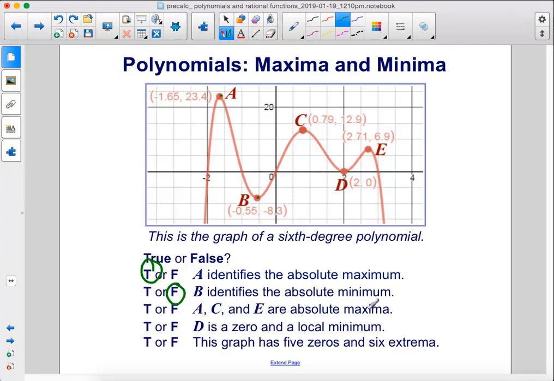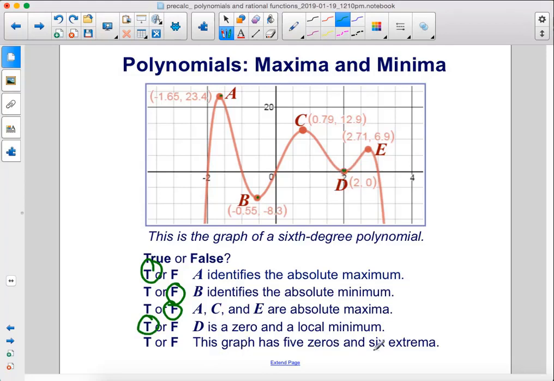A, C, and E are absolute maxima. A is an absolute maximum. However, C and E are just local or relative maxima. So this is false. D is a zero and a local minimum. That is true. Here we have a local minimum, and it's right on the x-axis.